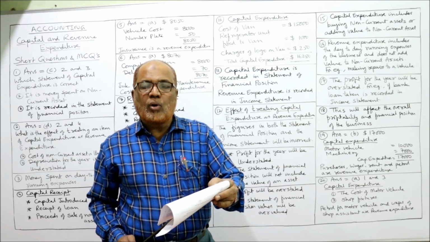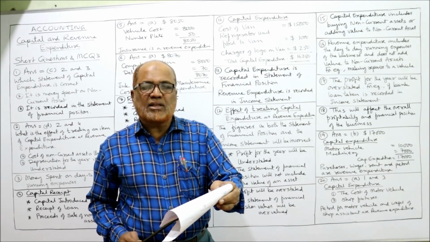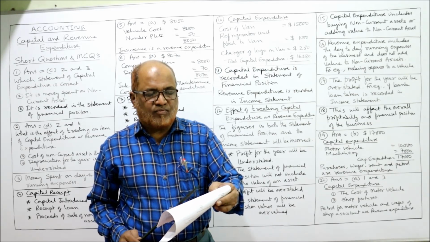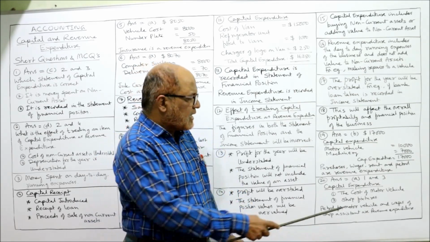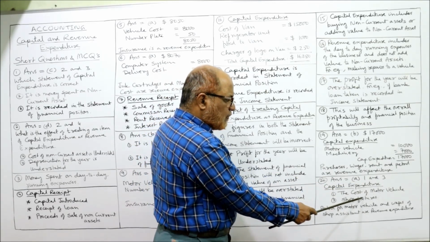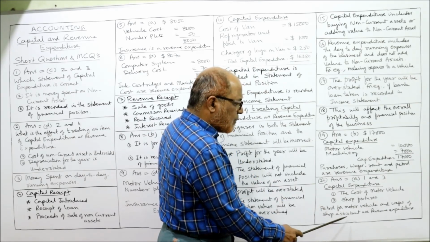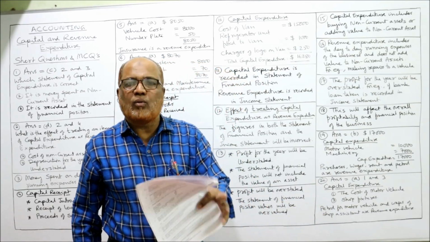So out of 4, only 2 are capital expenditure. The cost of motor vehicle and the shop fixtures, that is 1 and 3. So A answer is right. 1 and 3, the cost of motor vehicle and shop fixtures. The petrol for motor vehicle and wages of shop assistant are revenue expenditure.